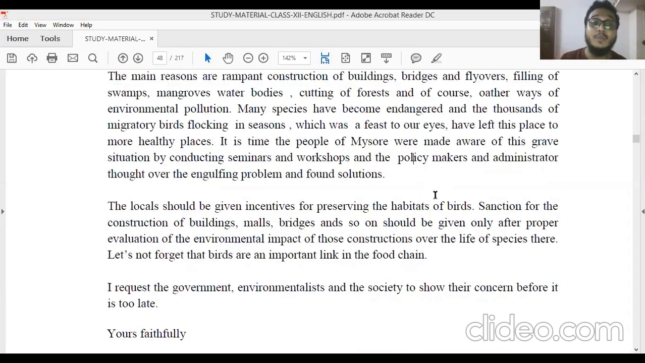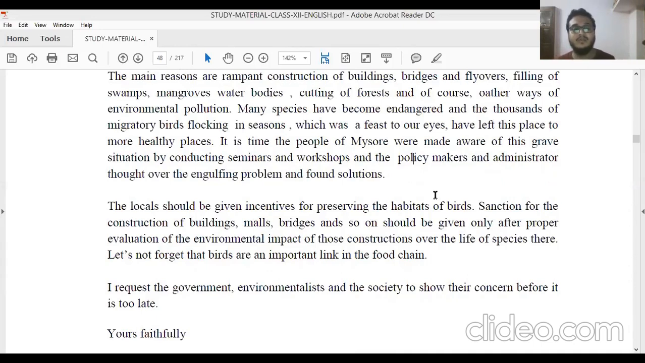The locals should be given incentives for preserving the habitats of birds. See, here the suggestion in the final paragraph is a suggestion. Sanction for the construction of buildings, malls, bridges, and so on should be given only after proper evaluation of the environmental impact of those constructions over the life of species there.